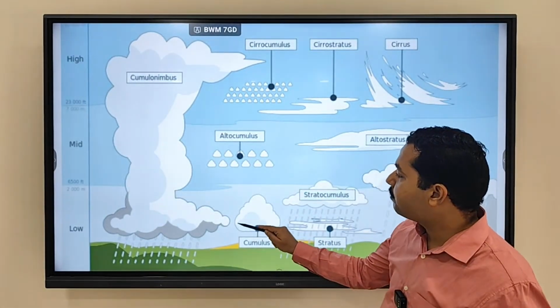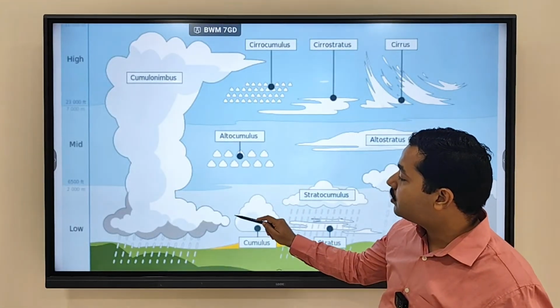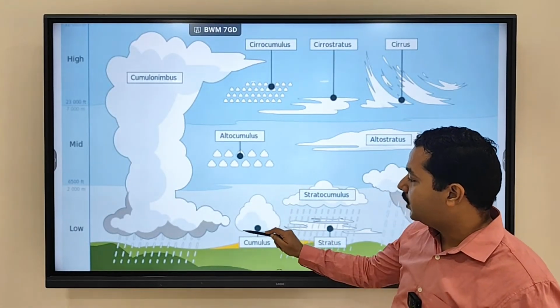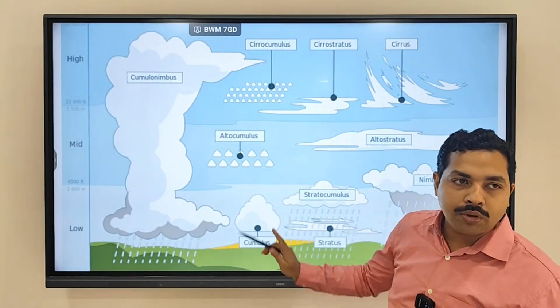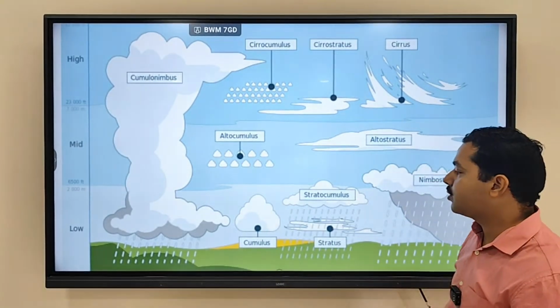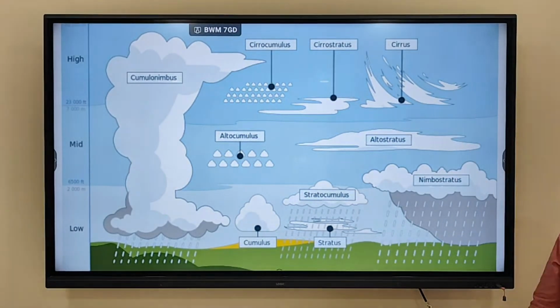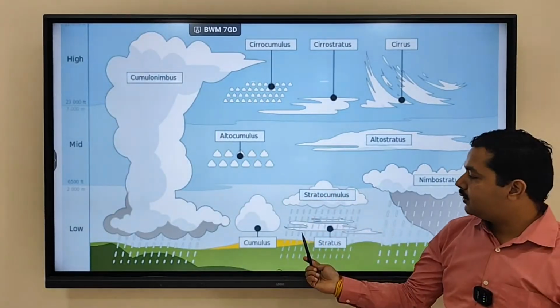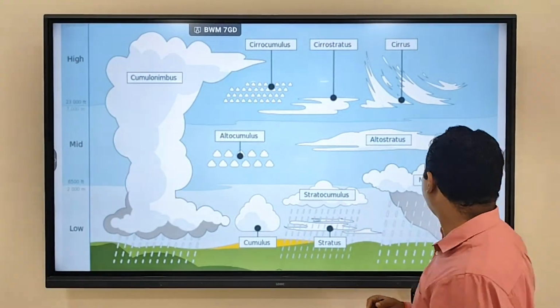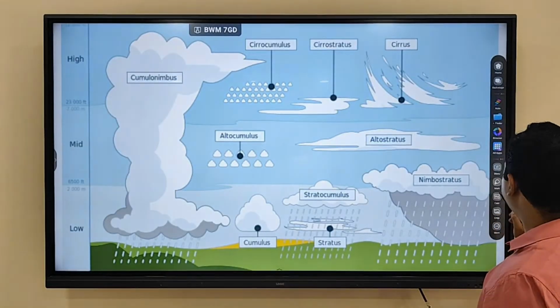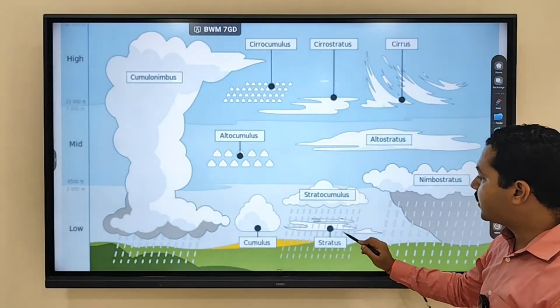Now, this one resembles the cumulus clouds. Cumulus cloud resembles cotton wool. They have a flat base, and they resemble cotton wool. And stratus cloud, as we discussed, is a layered cloud. You can see this, this is one cloud. So this is one layer of the cloud.